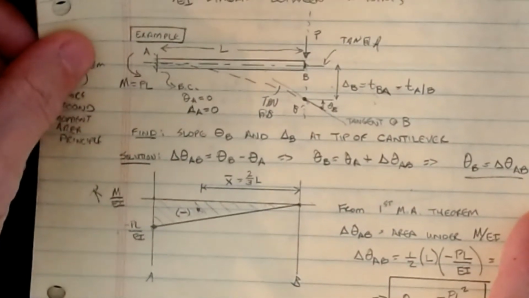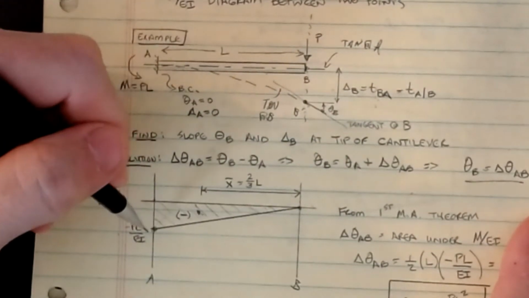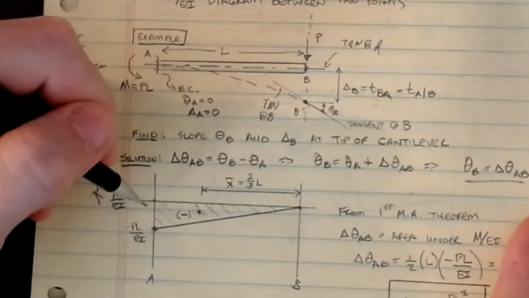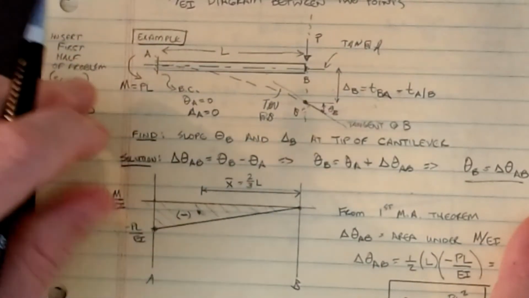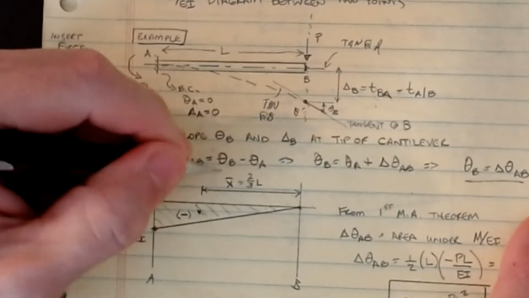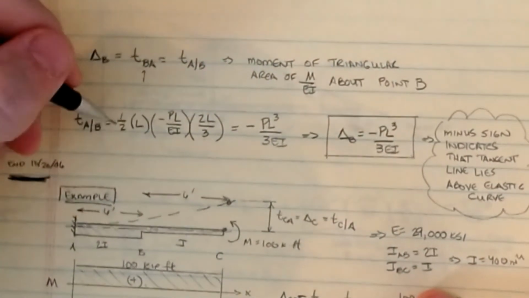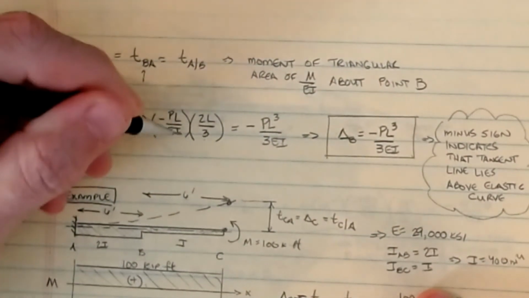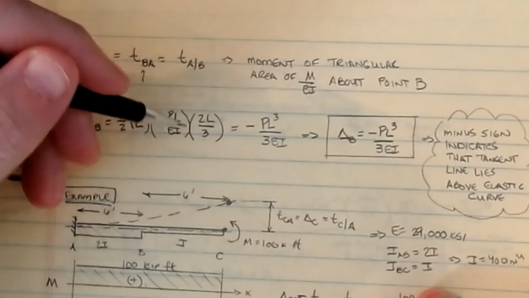So let's go back to our M over EI diagram. We take the area that we calculated between A and B and multiply it by the centroid distance. So we take 1/2 of L times minus PL over EI, the area calculation, times 2/3 of L, because that's the distance from the centroid over to here. Those are the values you see in this equation: the area multiplied by the x bar distance from the centroid to the point I want. So we're looking for x bar B, and this is my area here.